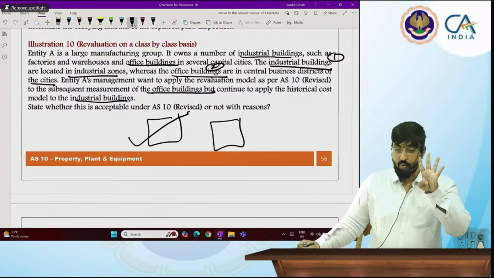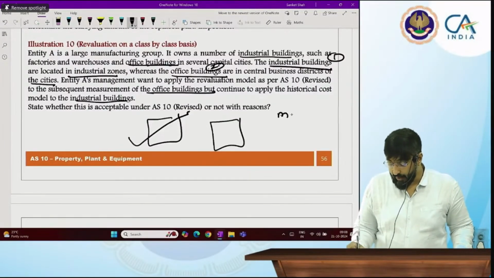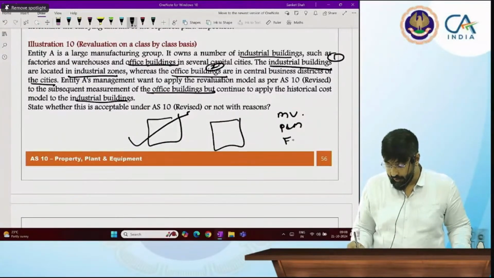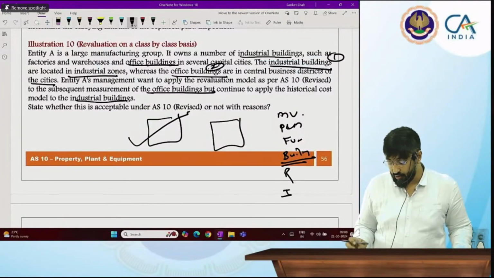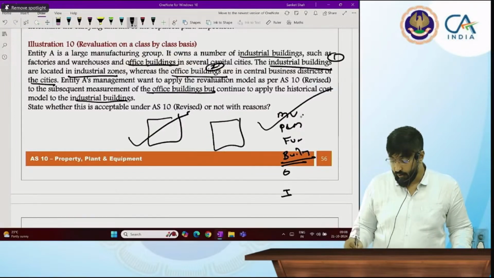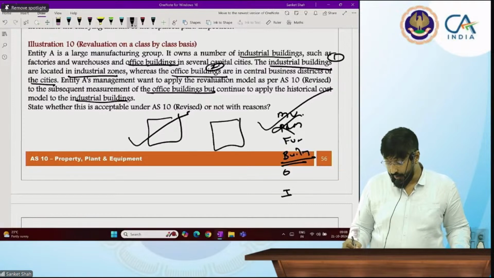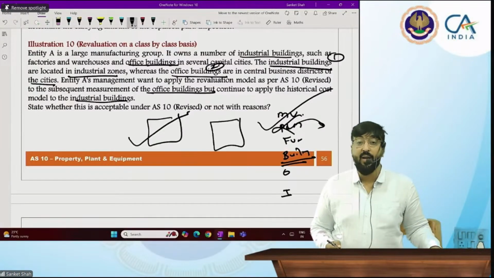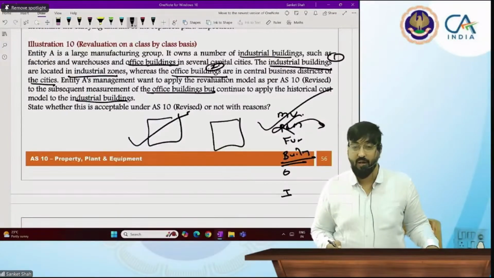Suppose you have motor vehicles, plant and machinery, furniture, and building. Under building also two buildings, office building and industrial. You revalued motor vehicle. You have not revalued plant and machinery. Allowed. But under plant and machinery, if one is revalued and one is at cost, it is not allowed.